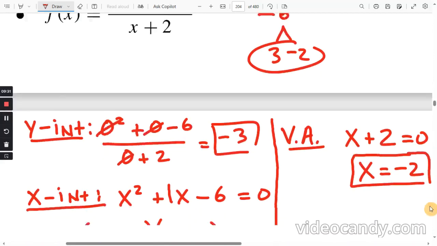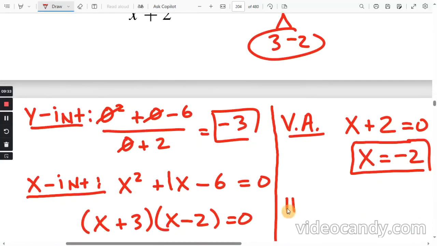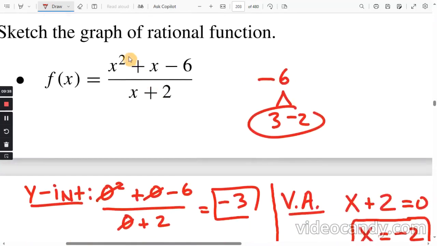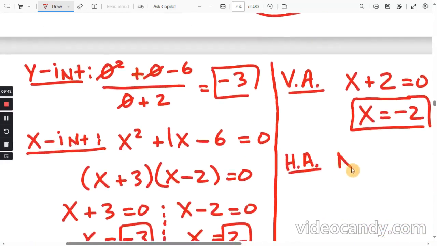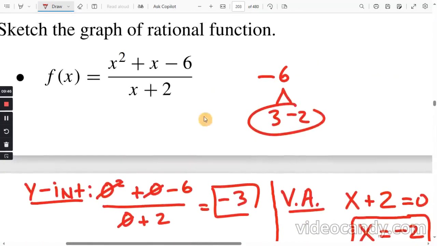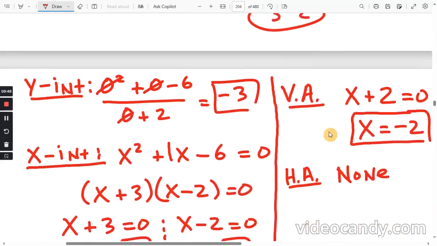All right, for the horizontal asymptote, remember, if the degree of the numerator is greater, then there is none. Pretty much, I think all the time, if there is a slant asymptote, there will not be a horizontal asymptote.